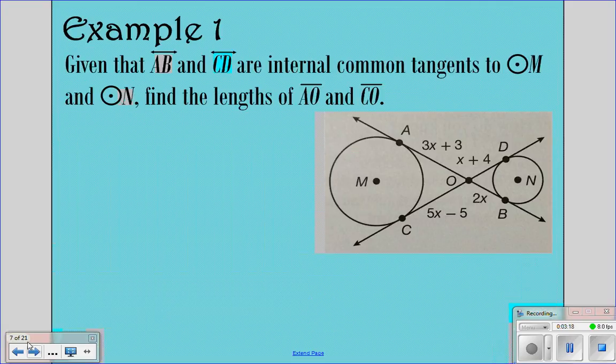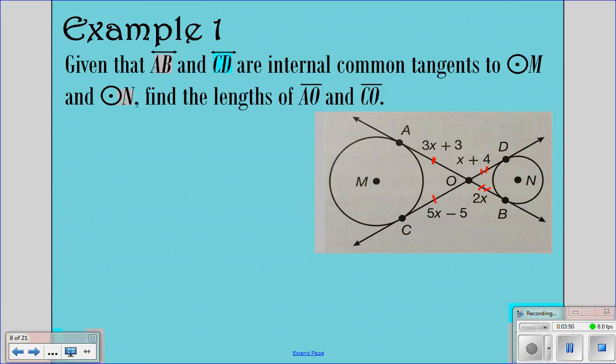They're on the outside. So looking at this example, given that line AB and CD are internal common tangents to circle M and N, we want to find the lengths of AO and CO. Well, I'm going to remind you, in case you've forgotten, since we have these 2 tangents that meet at a common point, this segment is congruent to this segment. And also, this segment here is congruent to this segment.